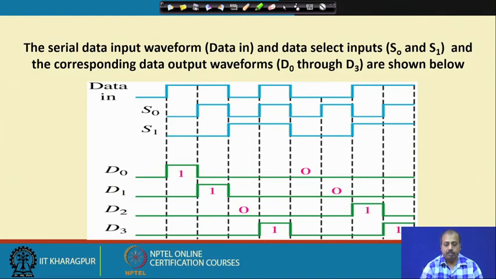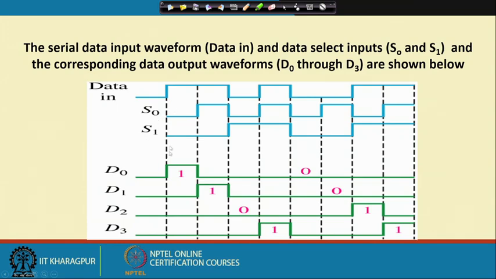A typical timing diagram may be like this. This is the serial data input, and S0 and S1 are going in this fashion. S0 is toggling at every such dotted boundary, and S1 is toggling at every alternate dotted boundary. Initially both are 0.